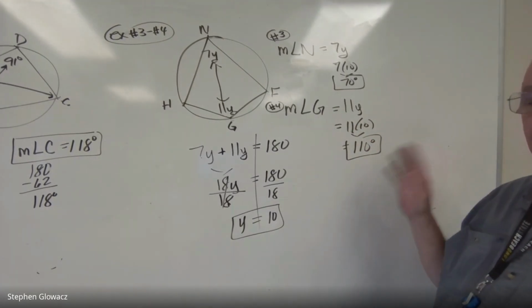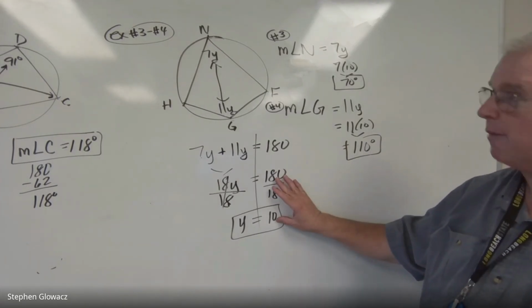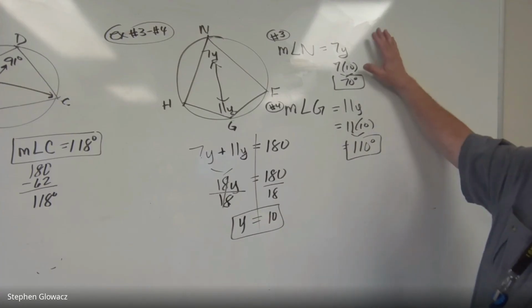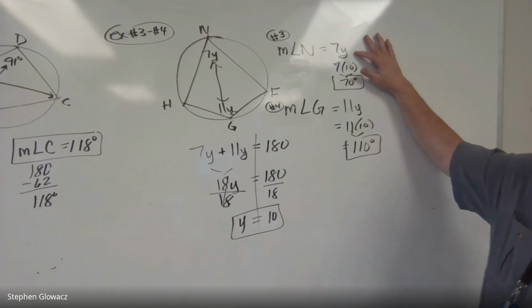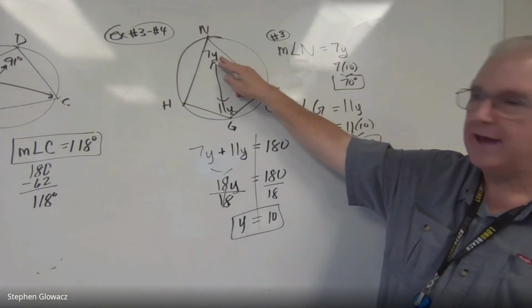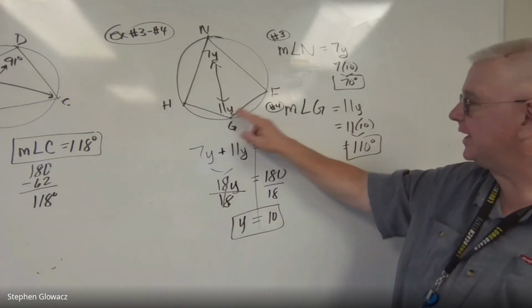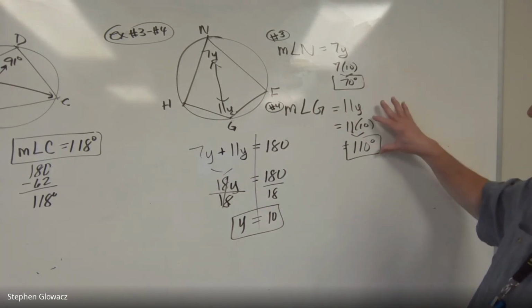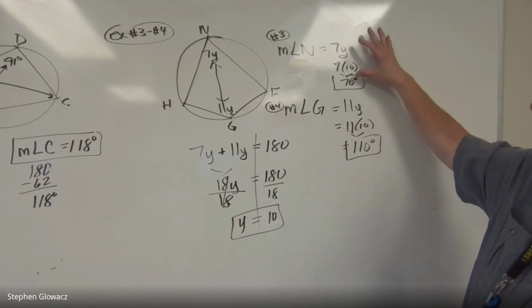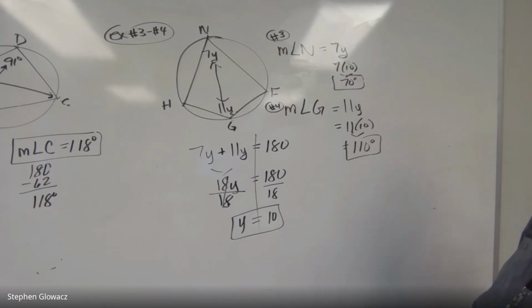So on both problems 3 and 4, you're going to solve for y like this. You're going to have two separate problems, but on problem 3, you're going to find the measure of angle n, so you'll use the expression that's there for angle n. And then on problem 4, you'll find the measure of angle G, so you use the expression for angle G. In other words, you don't have to do both of these for both problems. Just you'll do angle n for problem 3 and angle G for problem 4.